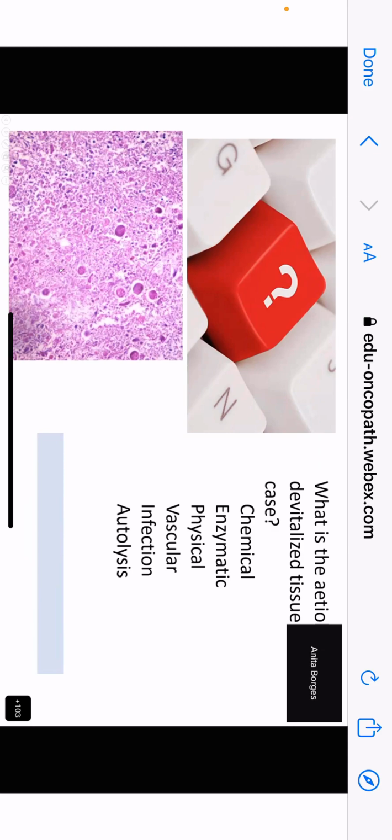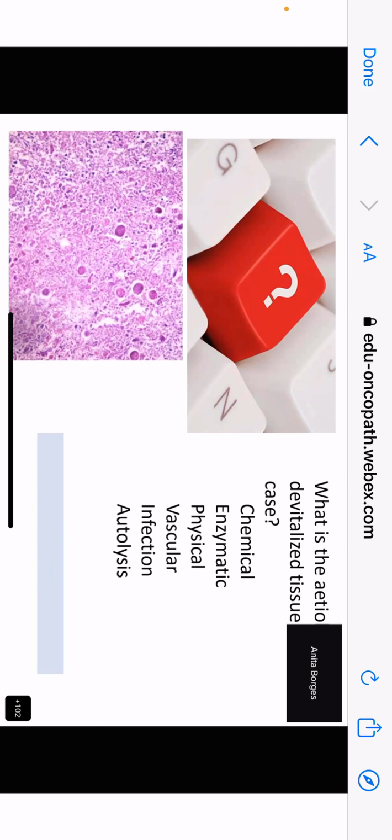Why does Entamoeba histolytica have an area around it that looks clear? Why do you get this extraordinary sort of destruction? And we talk about flask-shaped ulcers. Yes or no? Yes, ma'am. So which kind of devitalization is this?